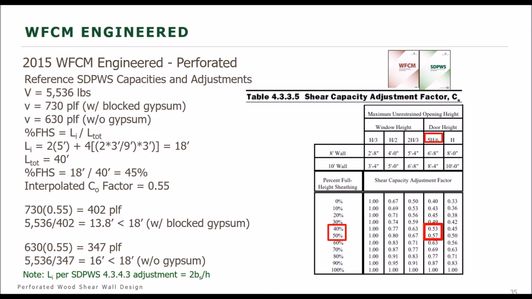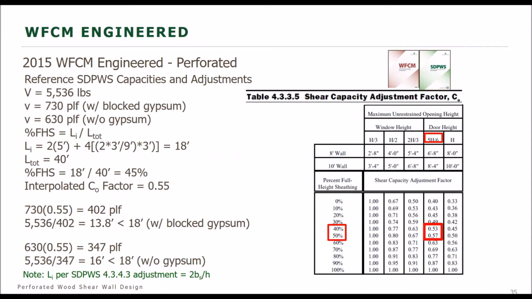Again, our total wall length is 40 feet. Nothing's out of the ordinary with that. So we see that our percent of full height sheathing on the wall is 45%. Going into the table here, we see that we can interpolate, and we get an interpolated C sub O factor of 0.55. So we're going to multiply that C sub O by the unit shear capacities to get our adjusted capacities.